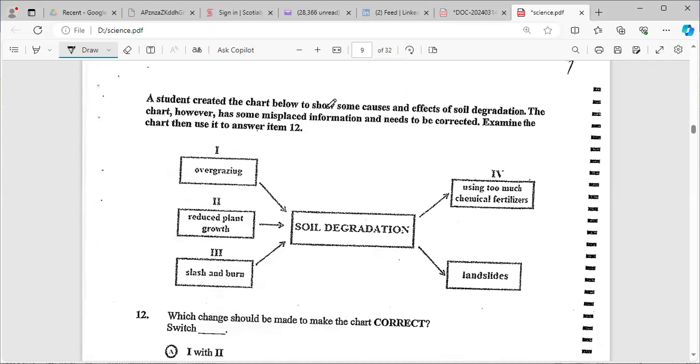A student created a chart below to show some cause and effects of soil degradation. The chart, however, has some misplaced information and needs to be corrected. Examine the chart, then use it to answer item 12. So here is overgrazing, reduce plant growth, slash and burn. We have landslide, and we have using too much chemical fertilizers. Which change should be made to make the chart correct?